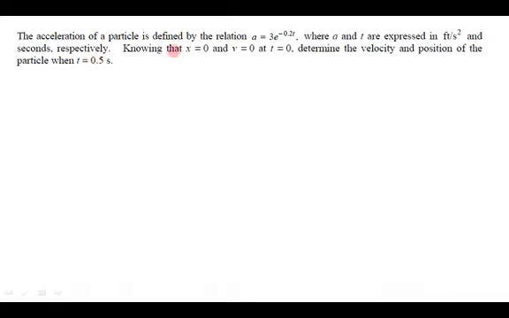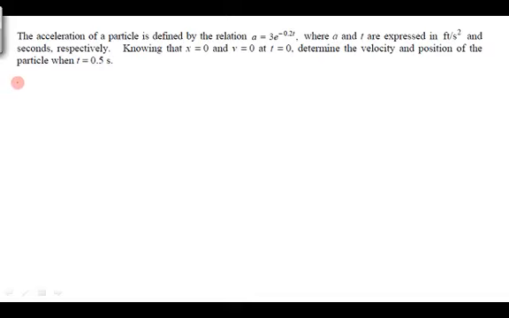The acceleration of a particle is defined by the relation a = 3e^(-0.2t), where a and t are expressed in feet per second squared and seconds respectively. Knowing that x = 0 and v = 0 at t = 0, determine the velocity and position of the particle when t = 0.5 seconds.